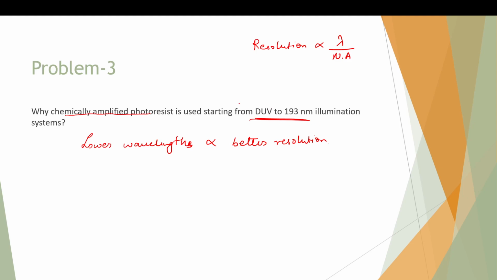However, the problem with these sources is that these deep UV sources or even soft X-rays like 13 nanometer sources, they are relatively weak sources. So the intensity of light that will come out of these sources, or the number of photons that come out of these sources, will be very low.